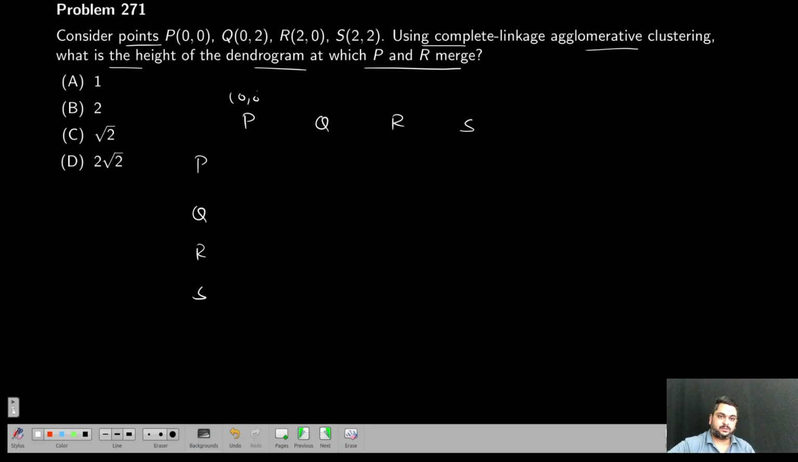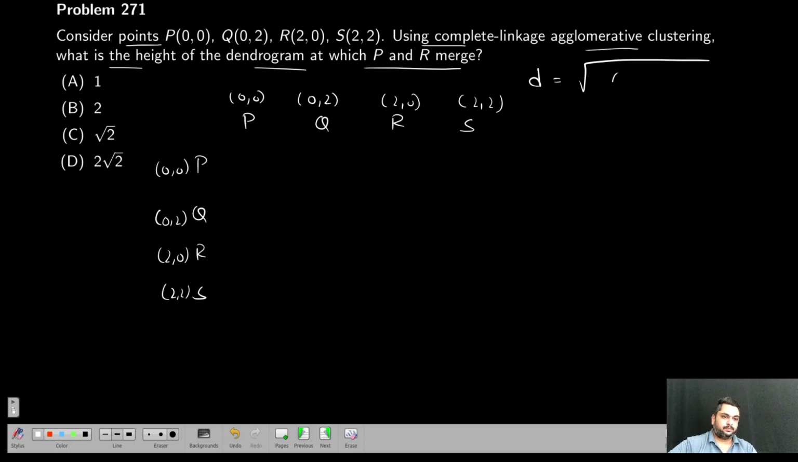So this is (0, 0), (0, 2), (2, 0), and (2, 2). And this is (0, 0), (0, 2), (2, 0), and then (2, 2). So to find the distance, that is square root of (x1 minus x2) square plus (y1 minus y2) square. This is the Euclidean distance in multi-dimension. So from here to here, 0 minus 0 square plus 0 minus 0 is 0 only.